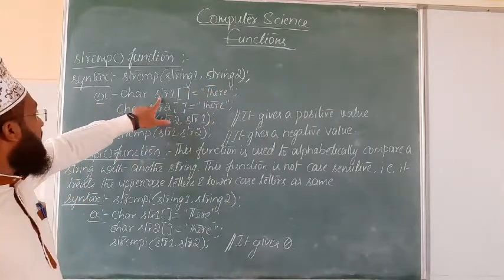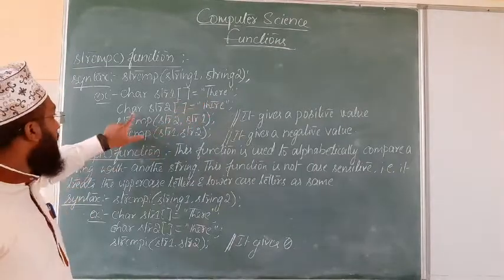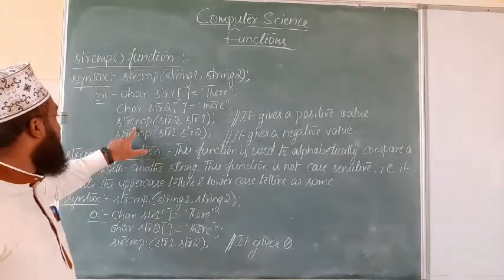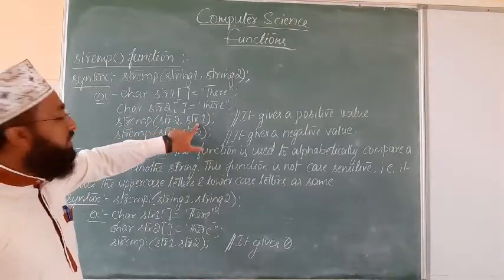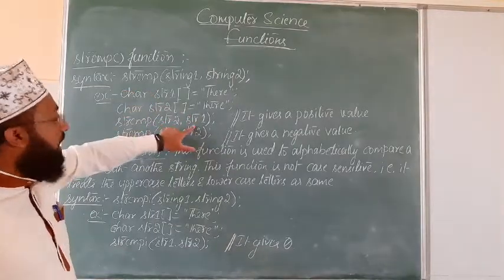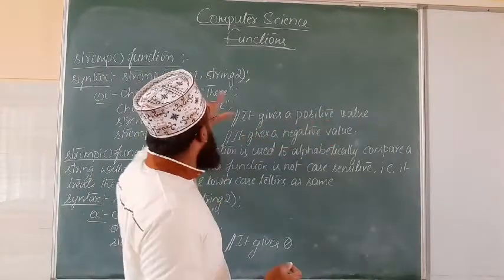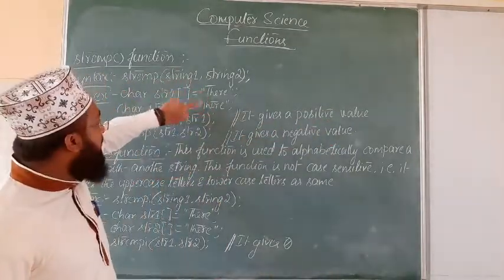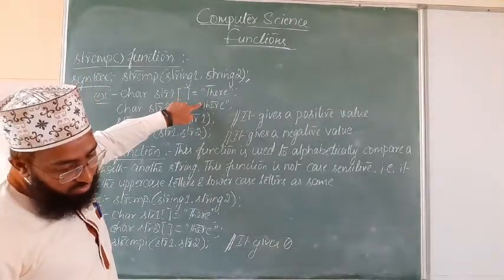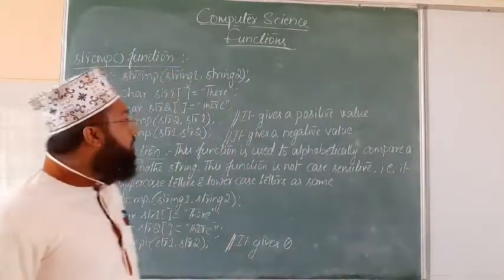Then the example: char str1, we will take it as "There", here T is capital. Okay, char str2, here also "there", but T is small. For the first case, strcmp(str2, str1). Look carefully, first we are taking string 2, then string 1. For this, it will give a positive value because here there is a capital and it finds a difference. So for that, it will give a positive value.